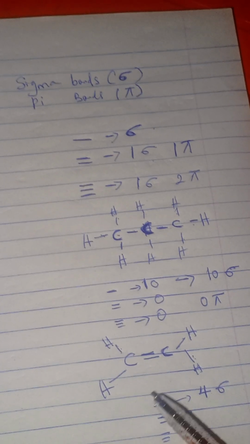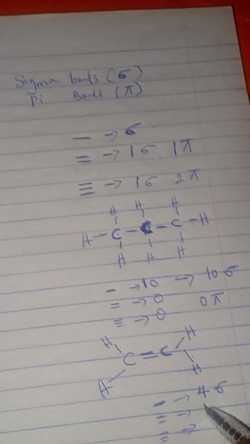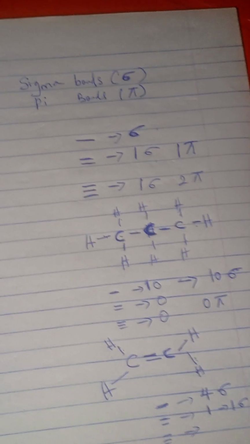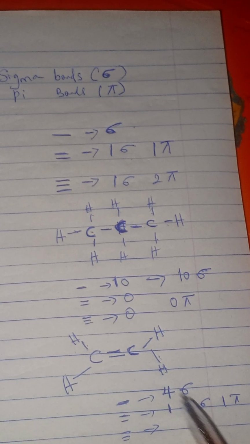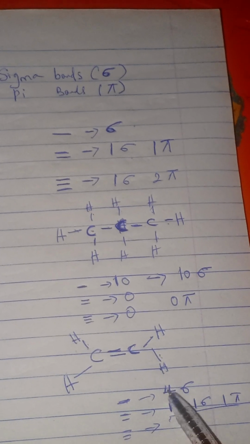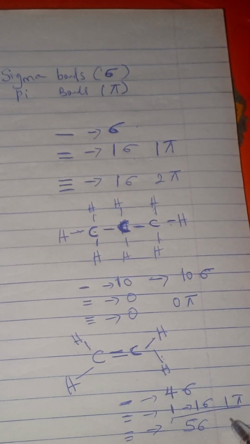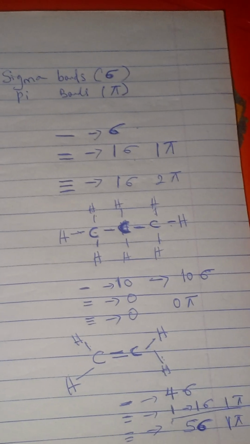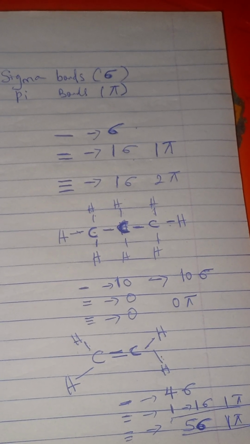Now, how many double bonds are present? One double bond, right? And I told you one double bond contains one sigma and one pi, right? A double bond contains one sigma and one pi. So summing this together, it means we will have 4 plus 1, that will be 5. So we have 5 sigma bonds and one pi. This is not 6, so this is sigma. Sorry for the way I wrote it. So which means we have 5 sigma bonds and one pi bond, right?